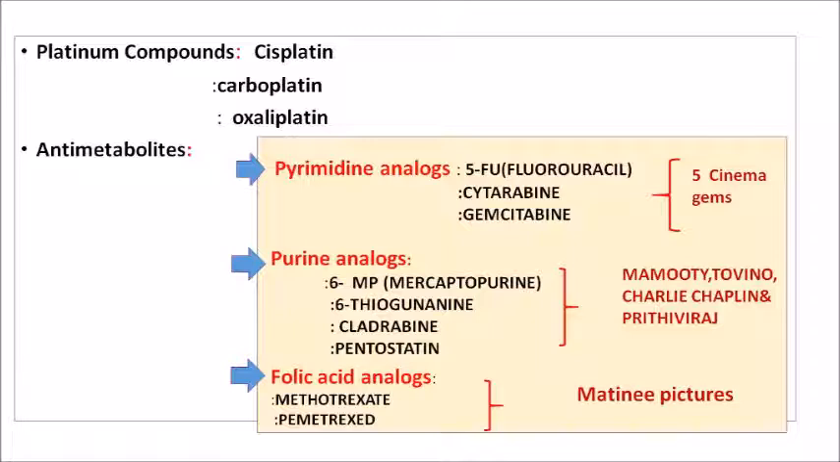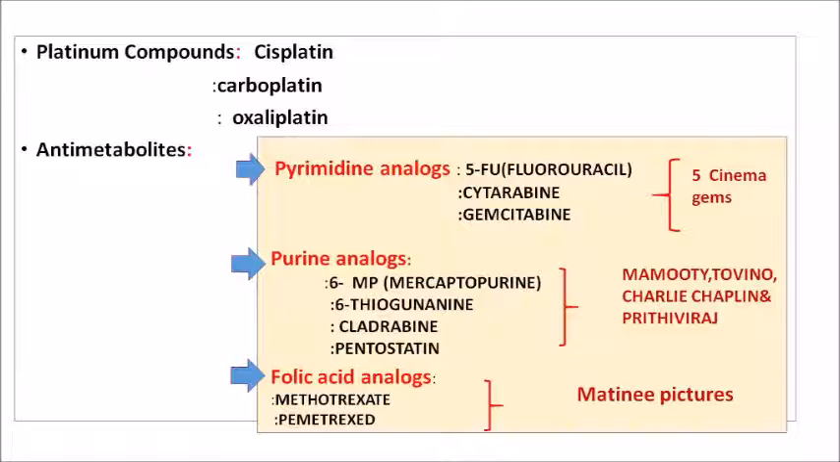Purine analogues, you should remember with cinema names. It is a weird combo, but anyway: Mammootty, Tovino, Charlie Chaplin, and Prithviraj. Mammootty's M is for mercaptopurine. Tovino's T is for thioguanine, and they have the prefix 6: 6-mercaptopurine and 6-thioguanine. Charlie Chaplin's C stands for cladribine. Then Prithviraj's P stands for pentostatin. So these are the purine analogues: mercaptopurine, thioguanine, cladribine, and pentostatin.